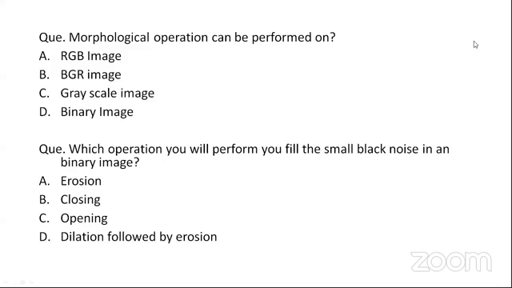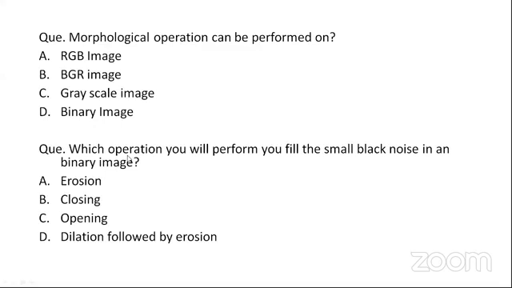The correct answer is binary. Yes, grayscale image also, right, but in grayscale we have image values from 0 to 255, so we need to convert it to binary. That's why we apply thresholding on a grayscale image to convert it into a binary image. Yes, Sarabjit, you are right. We perform the morphological operations on a binary image.